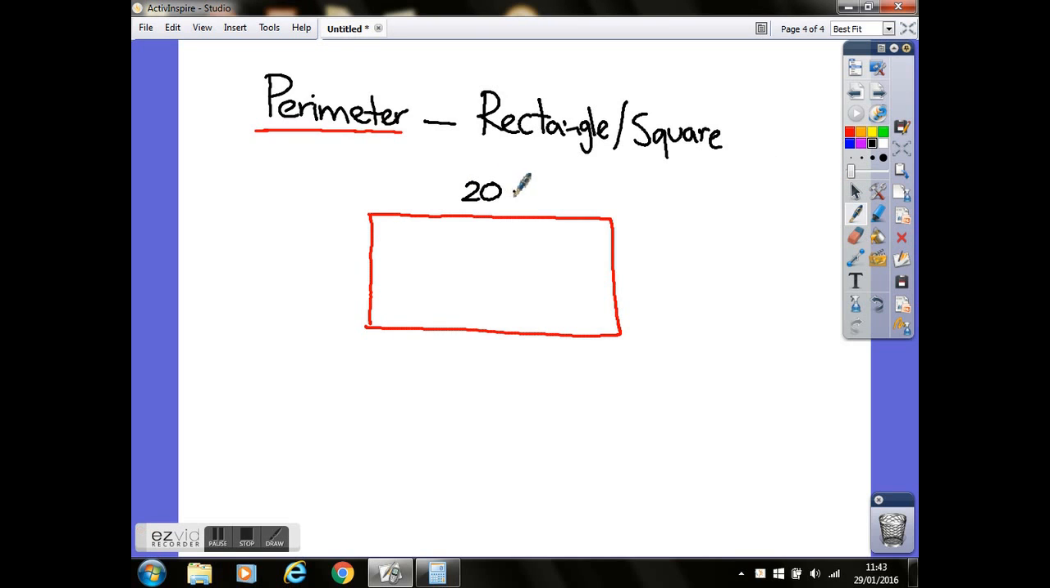Now what perimeter actually means is just finding the total distance around that shape. So a good practical example to think of is a skirting board in a room. It's how much skirting board you need to surround that room with. It's everything on the outside. So what we need to do, as I've just mentioned, is add every single side together.